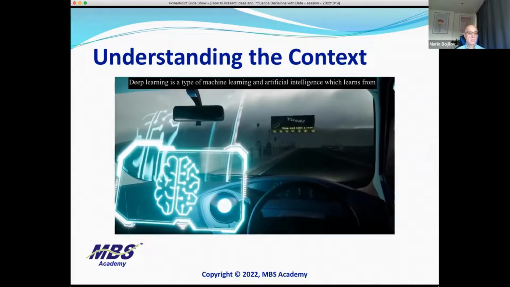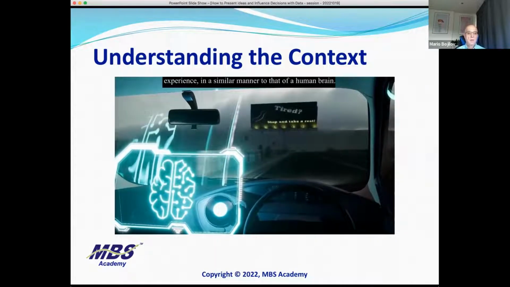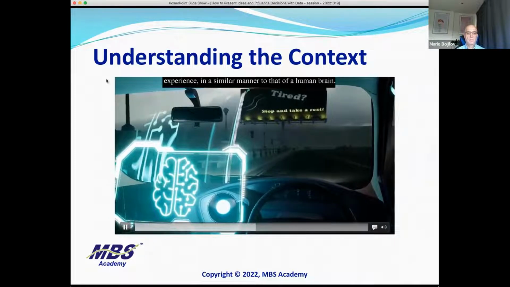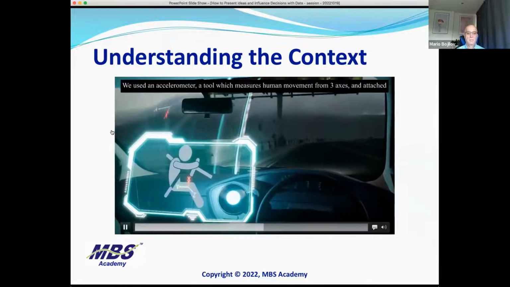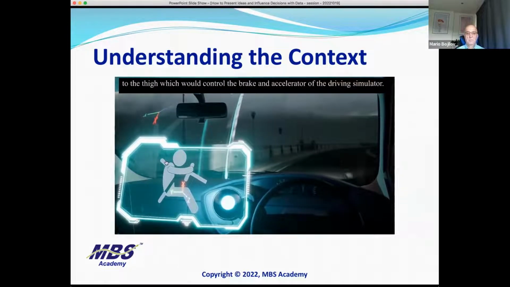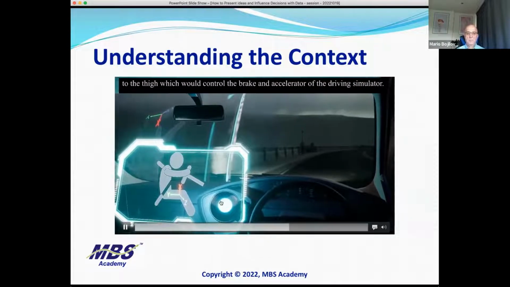Deep learning is a type of machine learning and artificial intelligence which learns from experience in a similar manner to that of a human brain. We used an accelerometer, a tool which measures human movement from 3 axes, and attached it to the thigh, which would control the brake and accelerator of the driving simulator.